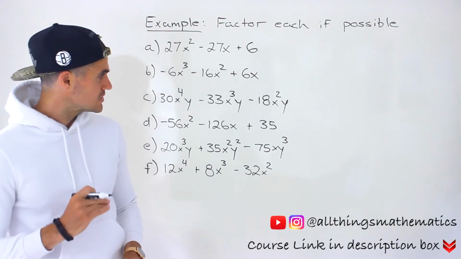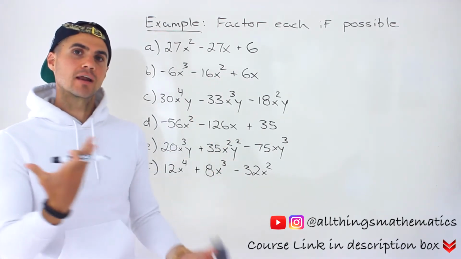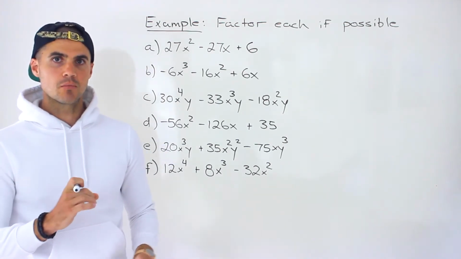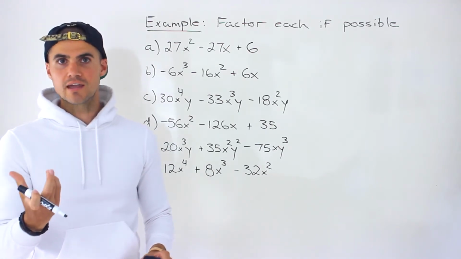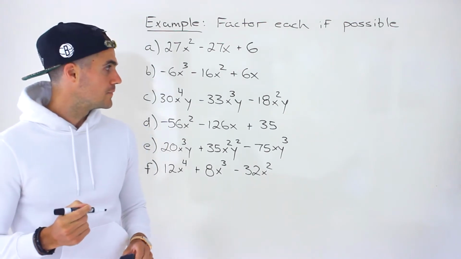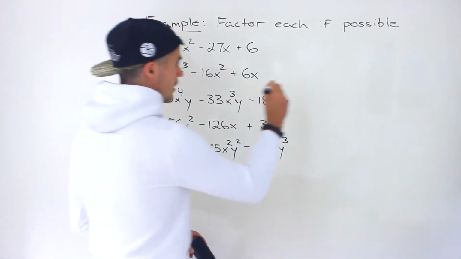And in this particular video, basically all of these questions are going to have some kind of greatest common factor that we have to take out. And then after we take out that greatest common factor, we're going to be factoring by decomposition, where the A value is not going to be 1. So just wanted to give a heads up about that. So let's start off with part A.